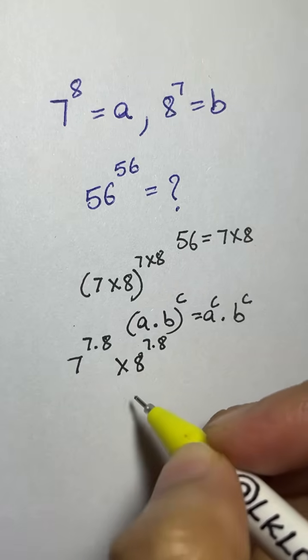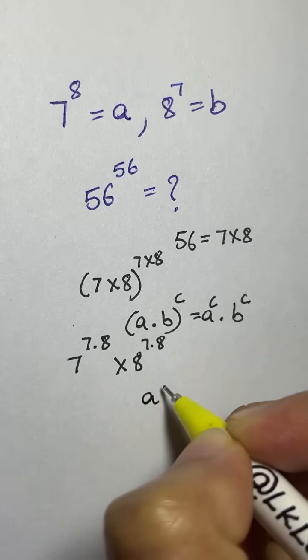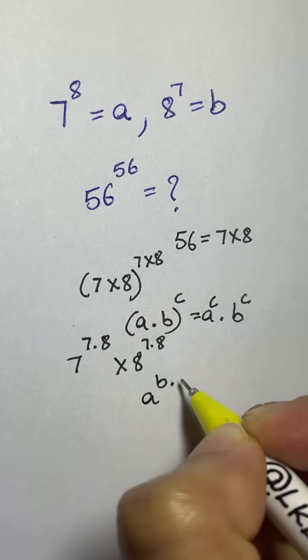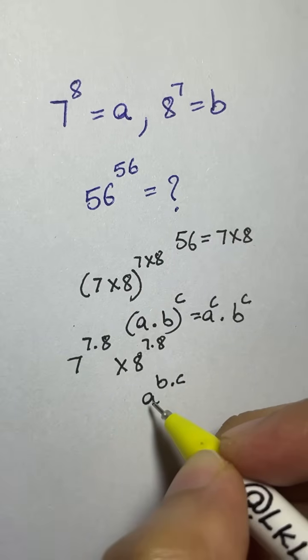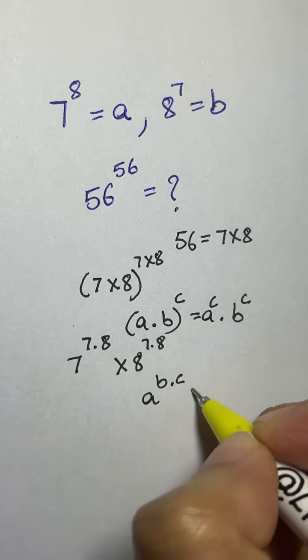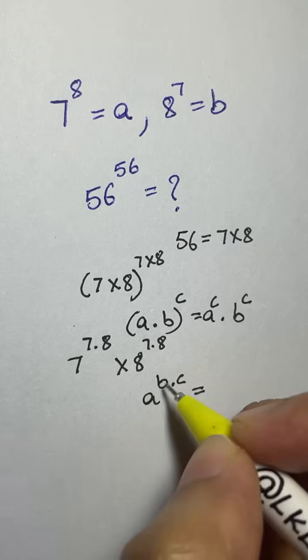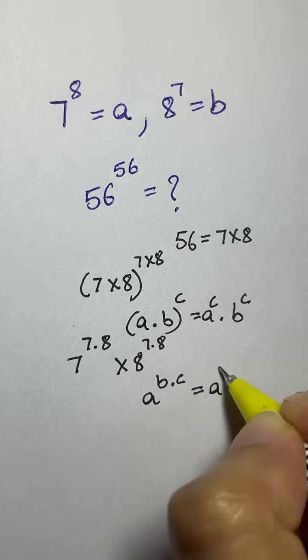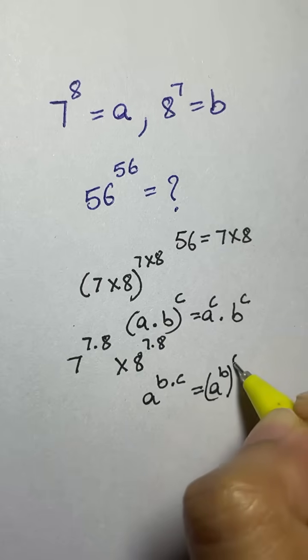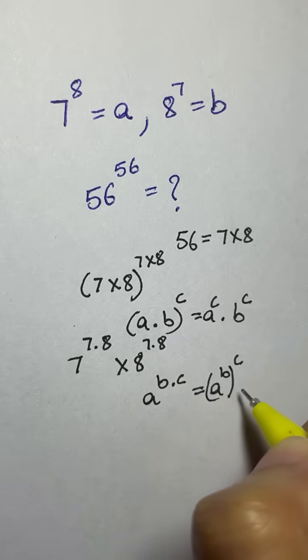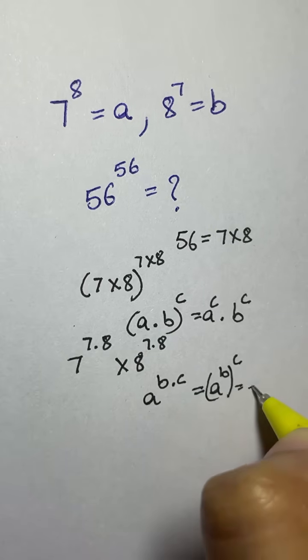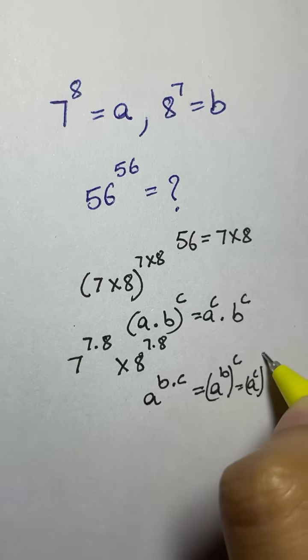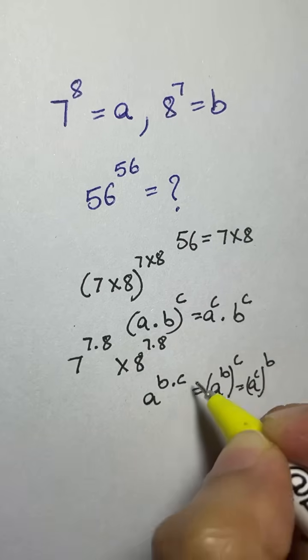Now we are going to use this: A to the power of B times C. When you have a factor and there's a product in the power, you can write it as A to the power of B, whole to the power of C, or you can interchange them, A to the power of C whole to the power of B. It means the same thing. The product is the same.